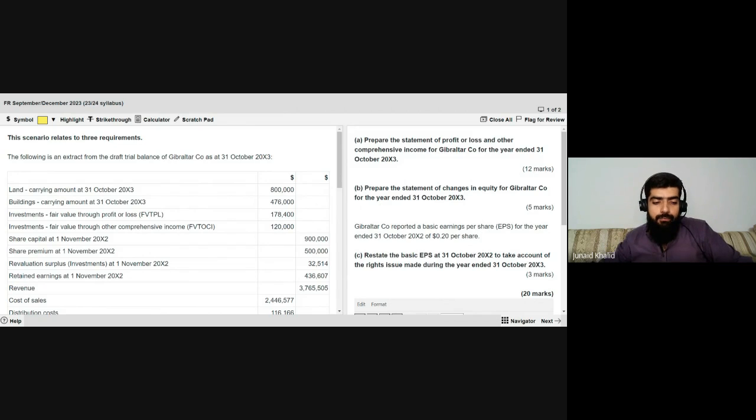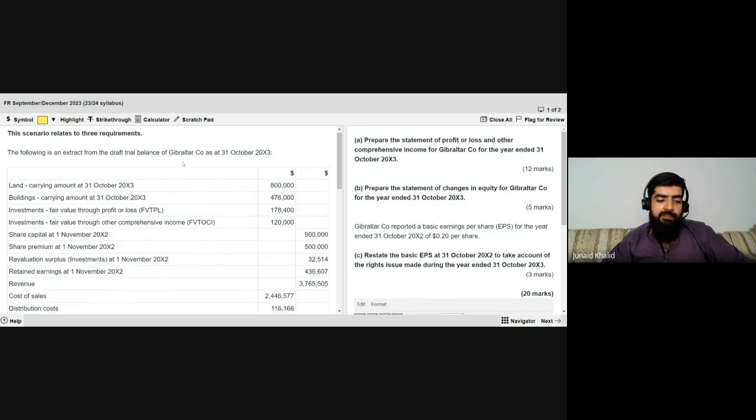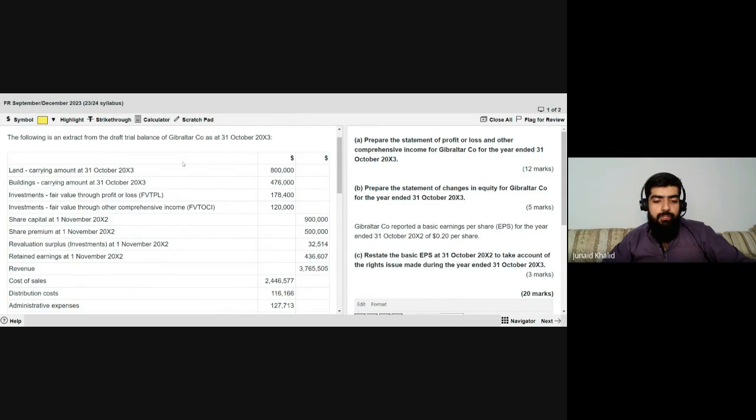The data given is the following extract from the trial balance of Gibraltar Company as at 31st October 2003. First of all, you need to identify the accounting period. The accounting period is ending on 31st of October 2003. Now, there is a trial balance given here.